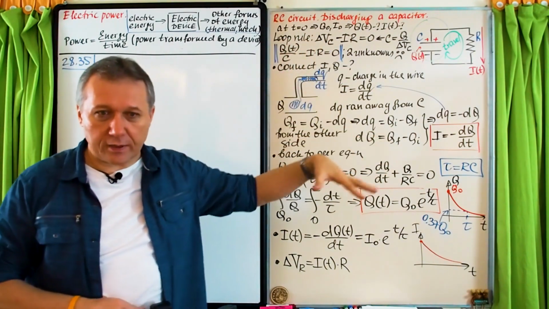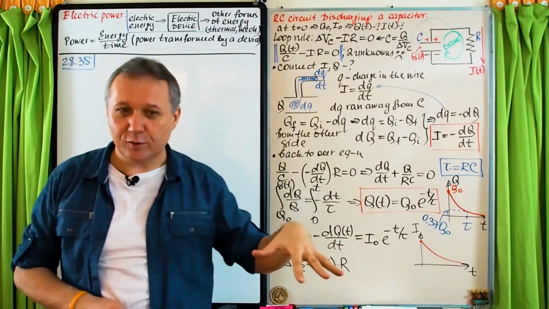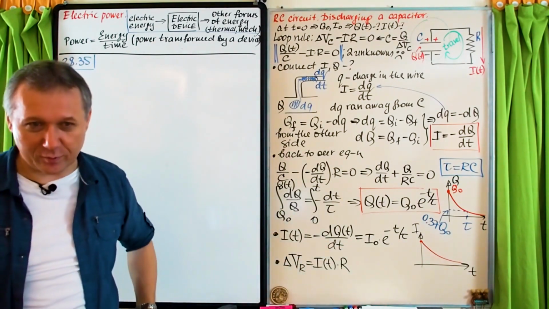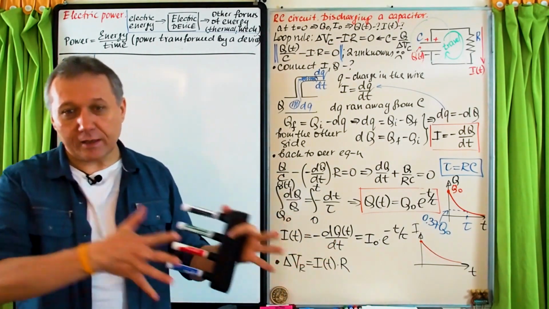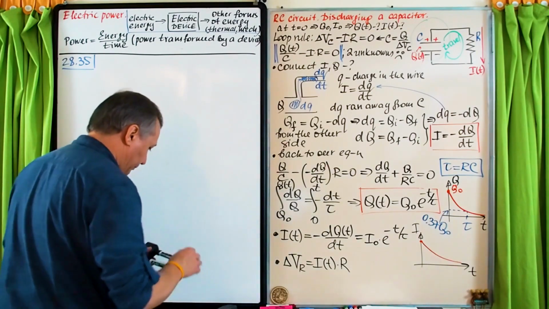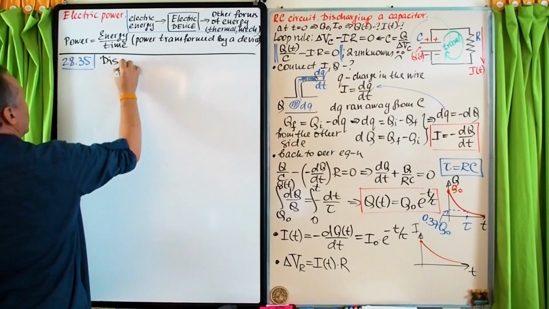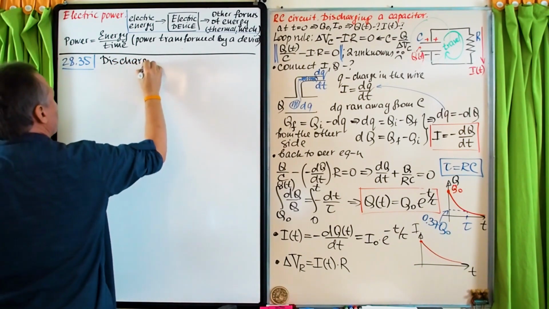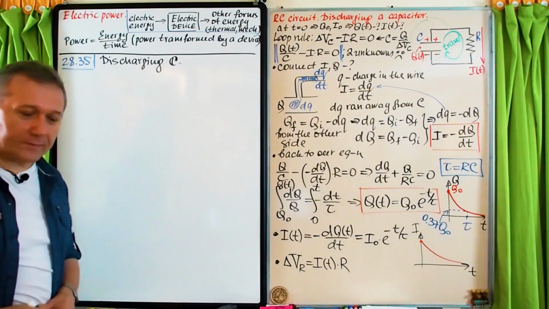Again, be careful. If you see the problem on the exam, on the test, make sure that you use the right set of formulas. Because there's a charging situation, which will be discussed in the lecture, and now we discussed discharging. Okay, so we have discharging C. Again, C is a capacitor.